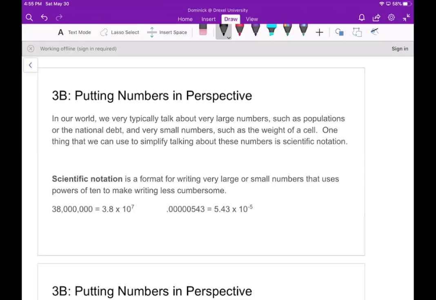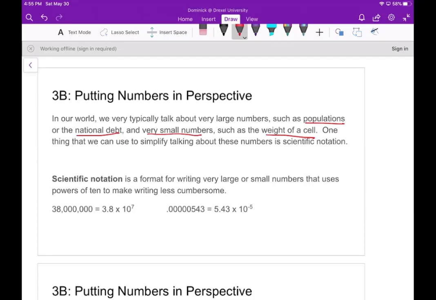Sometimes in our world, we will talk about extremely large numbers, such as populations or the national debt. And then sometimes we'll also talk about extremely small numbers. For example, the weight of a cell or weight of a part of a cell or something.